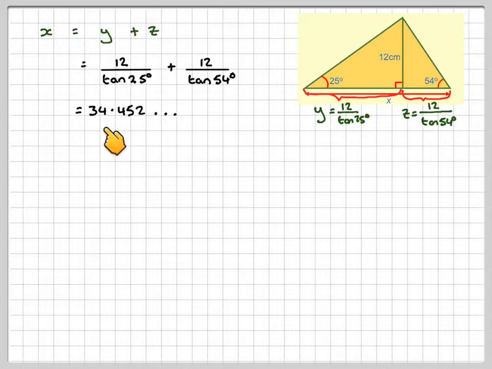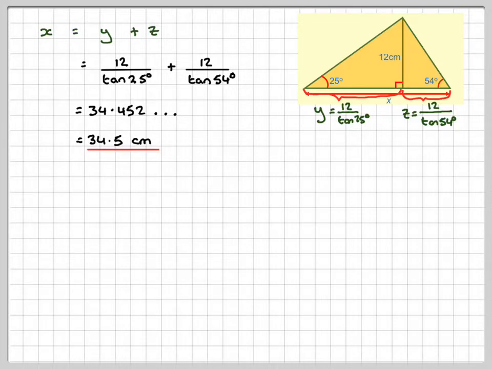So when you work that out, you get 34.452. Normally we give to three significant figures, so that 5 will make that 4 a 5, and therefore the final answer is going to be 34.5 centimetres.